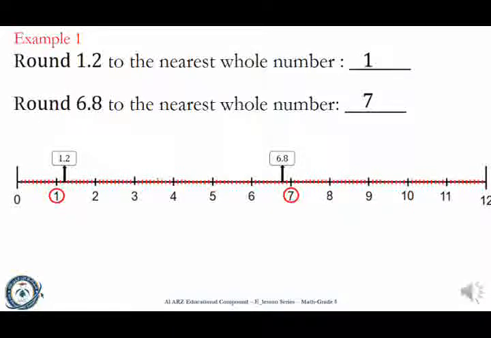Another example, round 6.8 to the nearest whole number. Put this number on the number line. It is between 6 and 7. Now round this number. Is it closer to 6 or to 7? Yes, it is closer to 7, so the nearest whole number is 7.